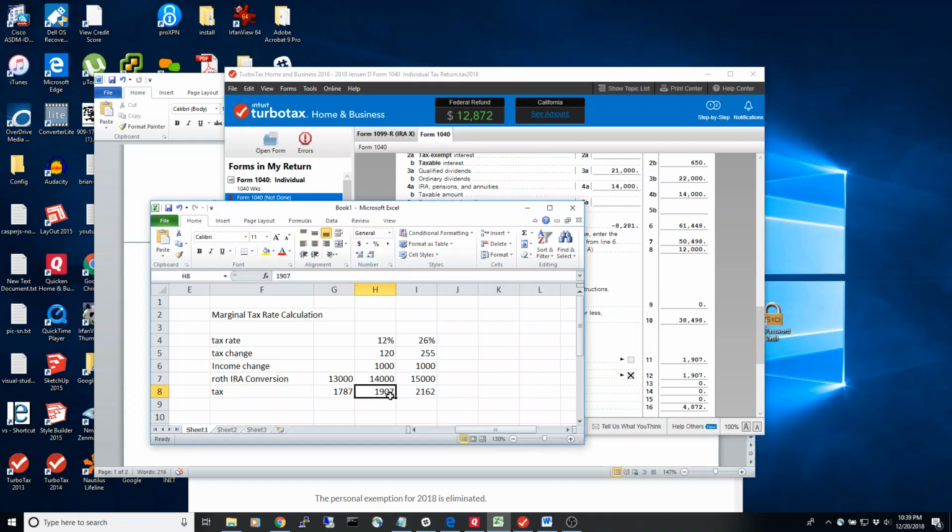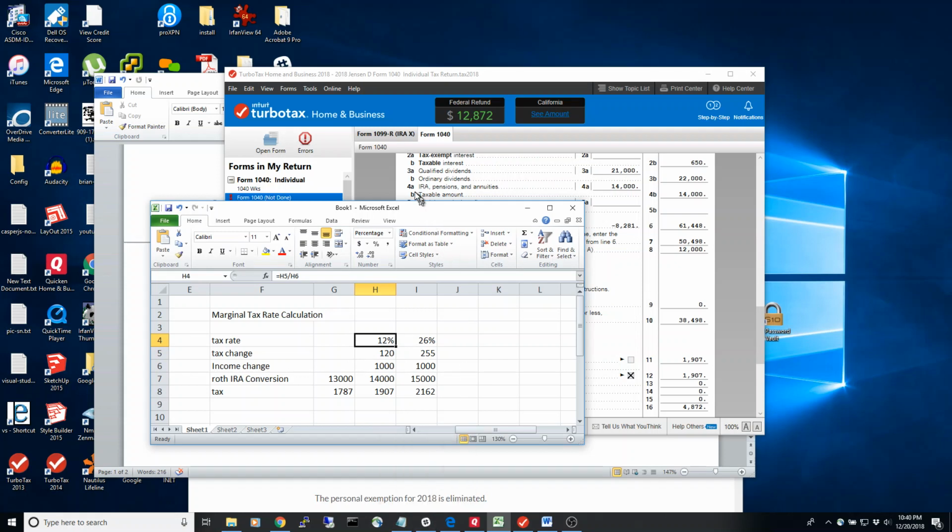Okay, 1907. Then I have a formula here that basically asks what the tax change is. It's the difference between these two: it's 120. What's the income change? That was the difference between 14,000 and 13,000. So there's my marginal tax bracket there.